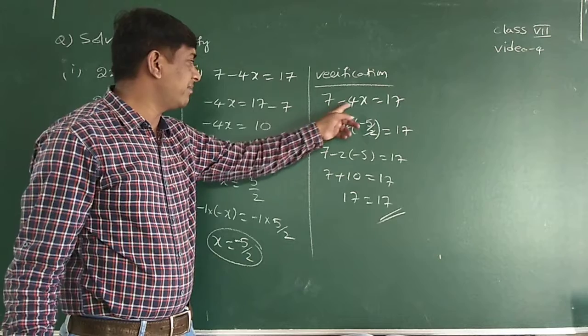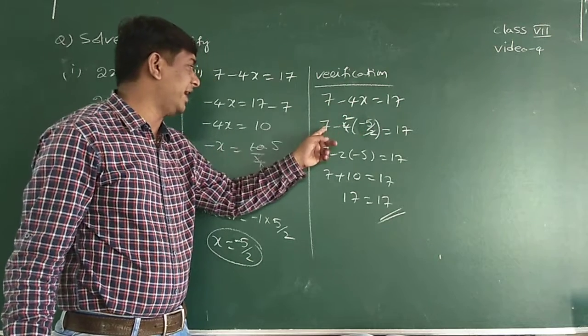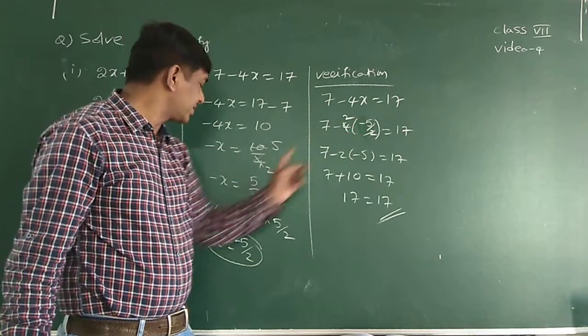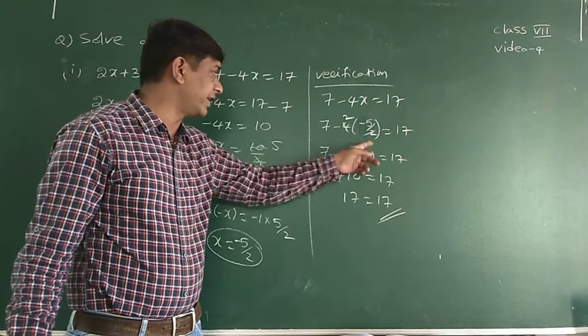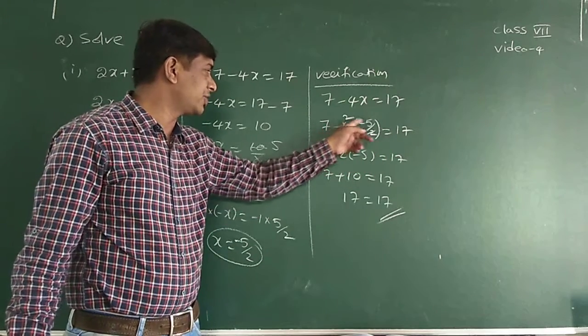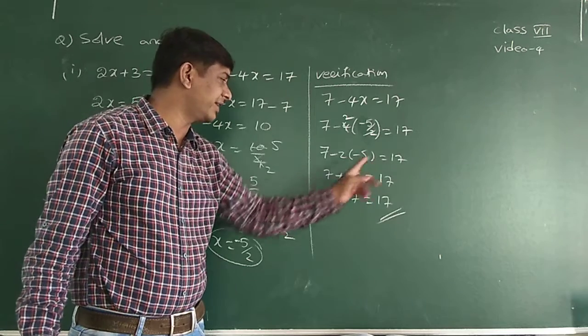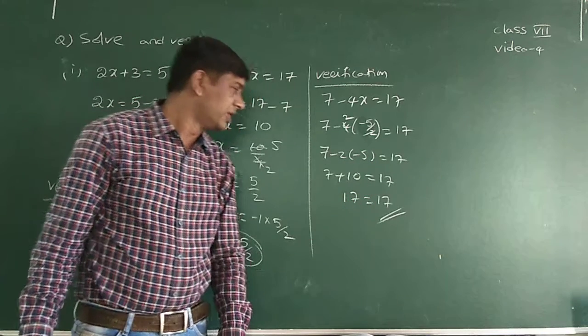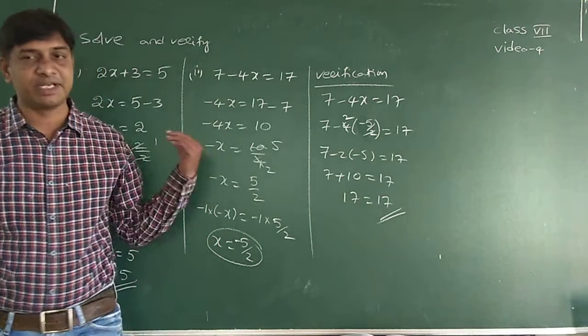Now verification. 7 minus 4 into x is equal to 17. 7 minus 4 into x value, minus 5 by 2, is equal to 17. 2 2s are 4. 7 minus 2 into minus 5, that is plus 2 5s are 10, is equal to 17. 7 plus 10 is equal to 17. Please note down.